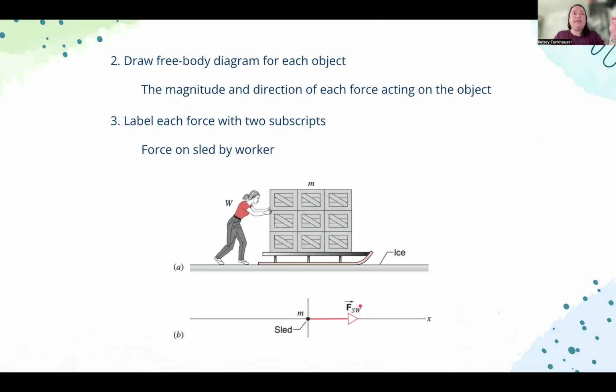That's the other part of this too, we want to label each force with 2 subscripts. The first subscript is whatever the object is, so the force on the sled, and then the second subscript is what is applying the force. So the force on the sled from the worker, FSW.